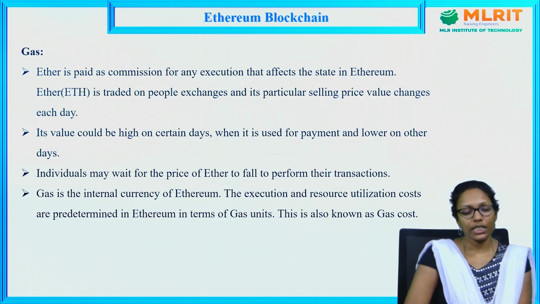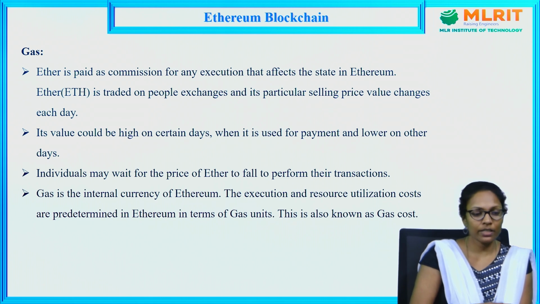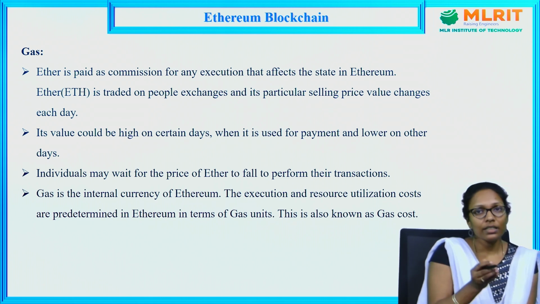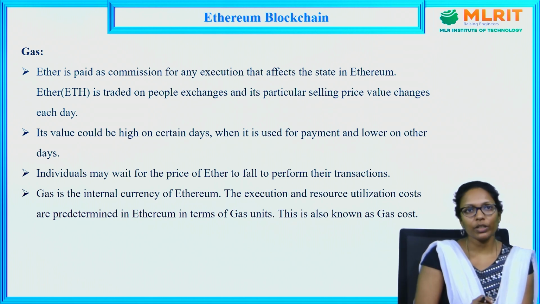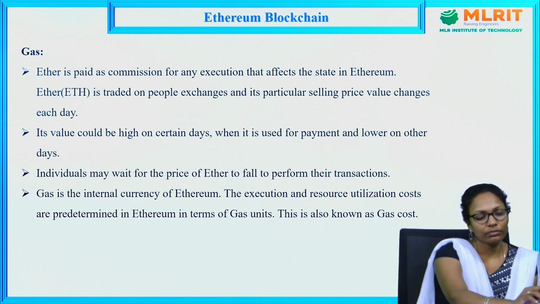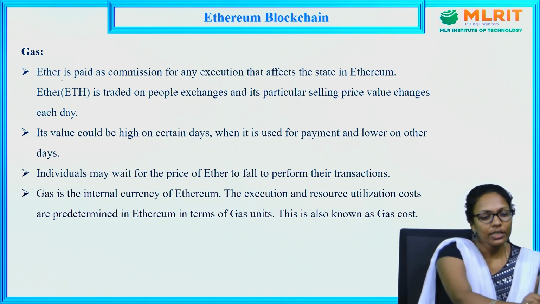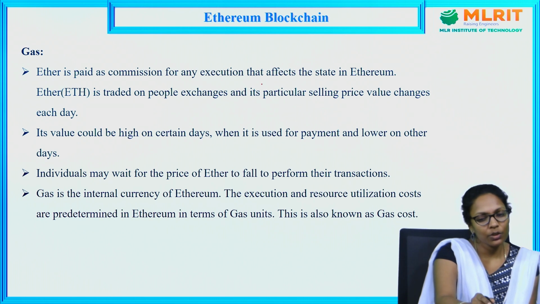Next, gas. In the previous slides we discussed that the miner will get two types of rewards. One is in terms of Ether and the other one is gas price. Gas is also in terms of Ether, which will be maintained in the Ethereum blockchain. Ether is paid as a commission for any execution that affects the state of the Ethereum.